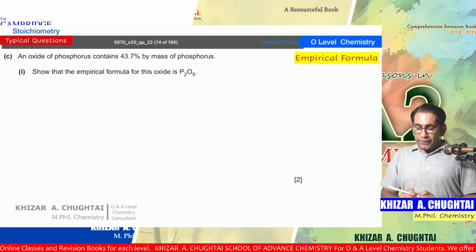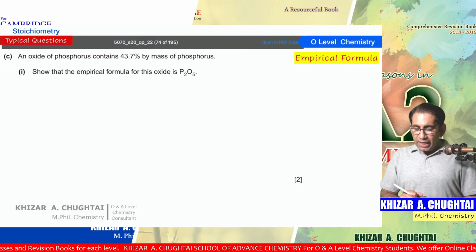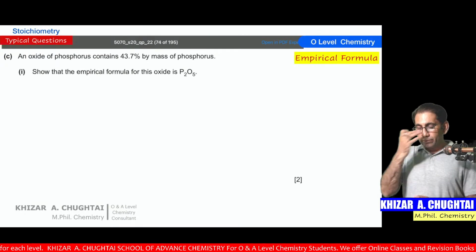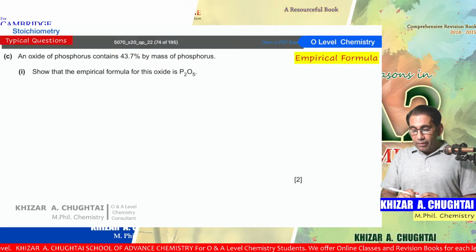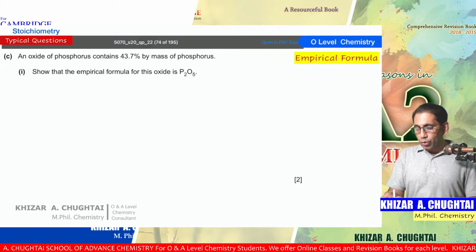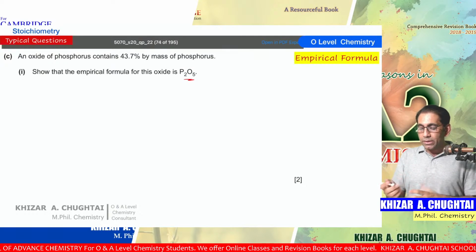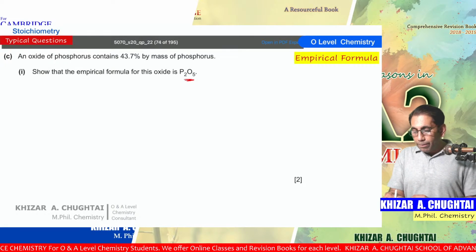An oxide of phosphorus contains 43.7% by mass of phosphorus. Show that the empirical formula of this oxide is P2O5. So you have to prove that the empirical formula is equal to P2O5.